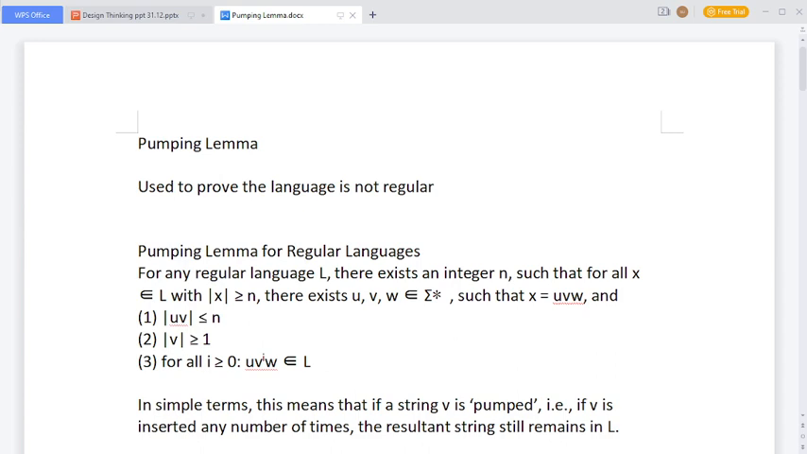So I am pumping the middle value any number of times, and the result also belongs to the particular language. This is the simple idea. It means that if a string v is pumped, that is, v is inserted any number of times, the resulting string still belongs to L. So this is the pumping lemma, used to prove whether a language is regular or not.